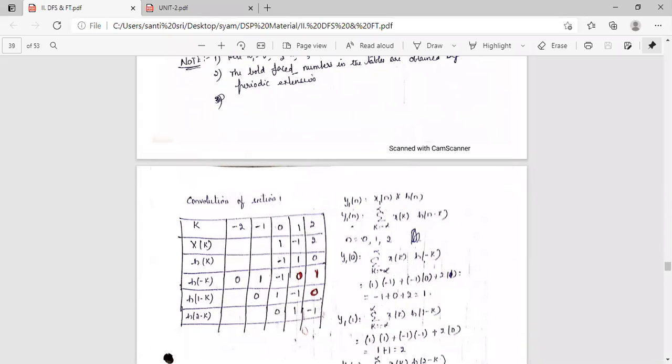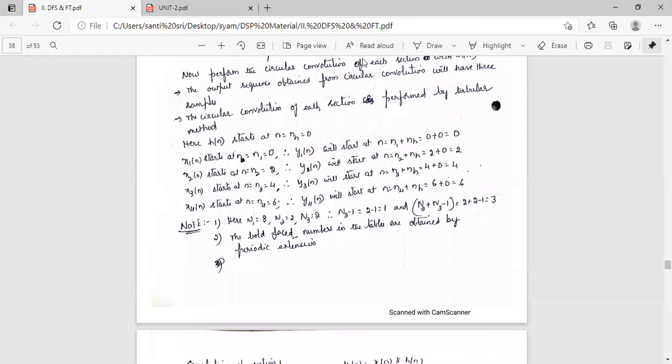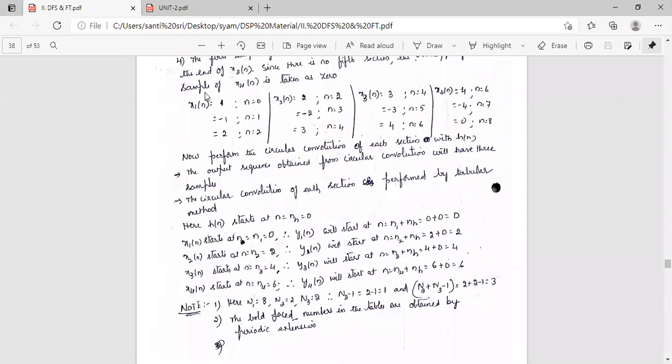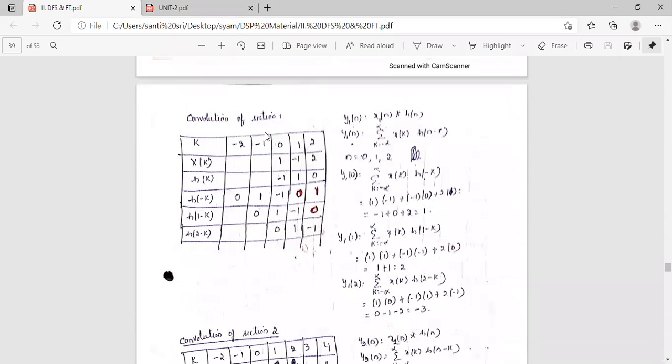Linear convolution of the first one, y1 of n. y1 of n is nothing but x1 of n convoluted with h of n. That is the sum of x1 of k into h of n minus k. What are the n values here? First for x1 of n, the n values are n equal to 0, 1, 2. So for these three values, we will find out y1 of 0, y1 of 1, y1 of 2.